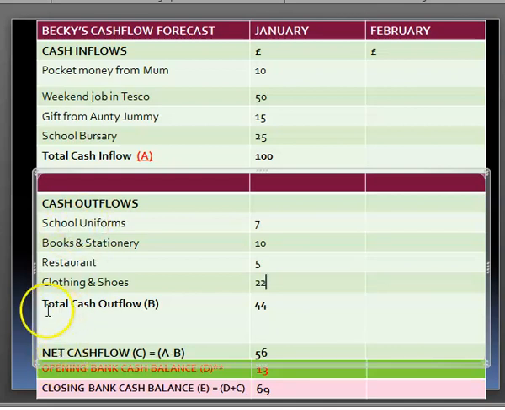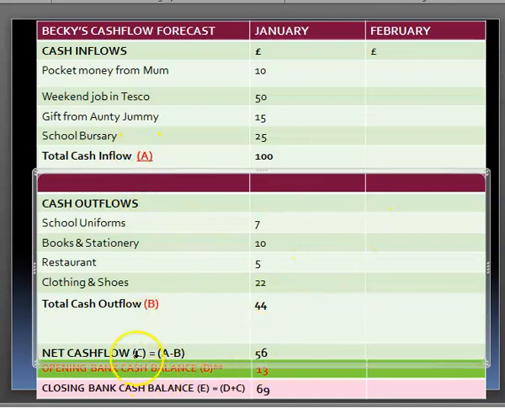Therefore, this section is called total cash outflow, section B. Okay, so this total is section B, which is a combination of everything you are spending in January. Now, to calculate net cash flow, I'm going to call the net cash flow section C. It's simply section A minus section B.